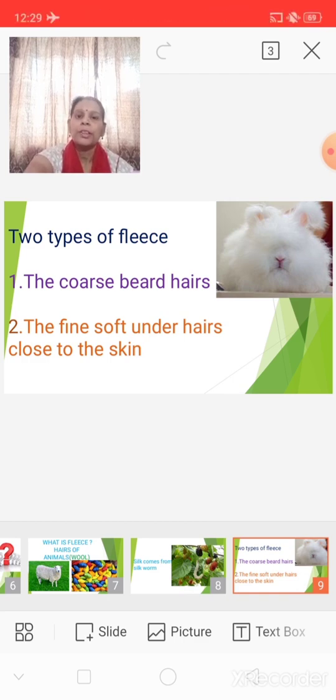So, the first one is the coarse beard hairs and the second one is the fine, soft under hairs which are very close to the skin. Now, do you know among these two hairs which one is preferred for making the wool? Yes, the soft one. The fine, soft under hairs which are very close to the skin. This type of hairs are used for making the wool. This type of fibers are there which we use for making the wool.